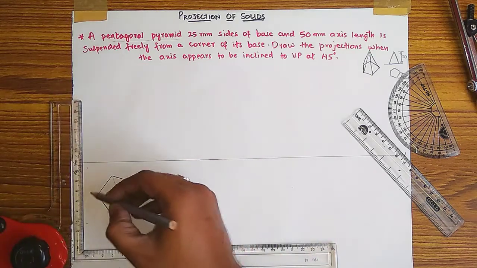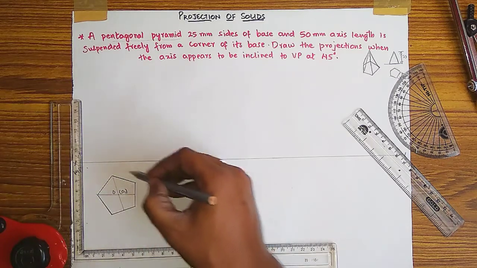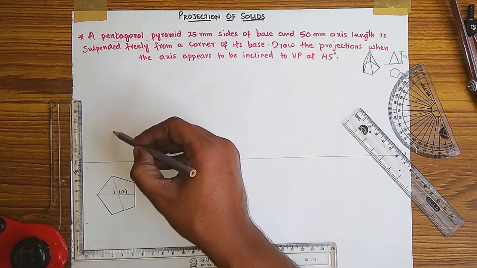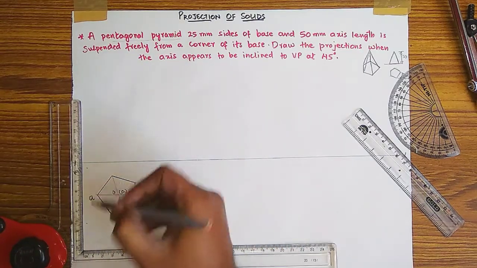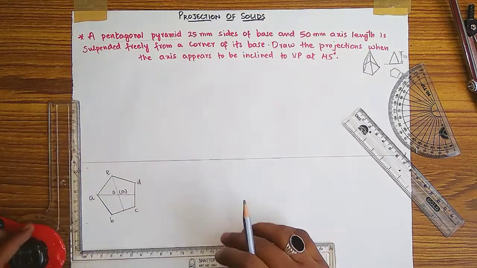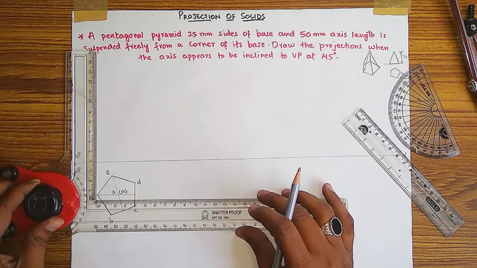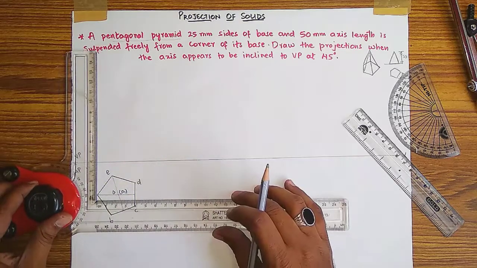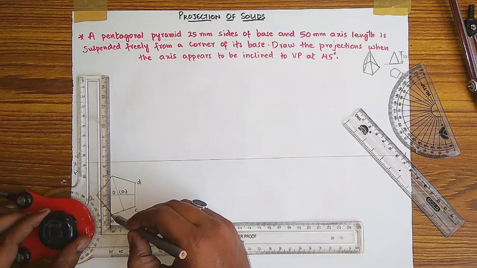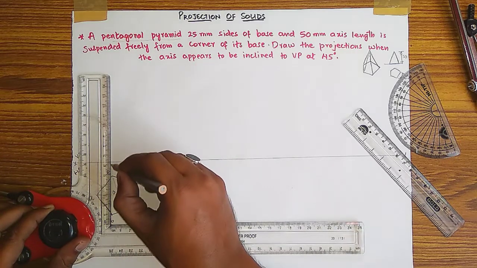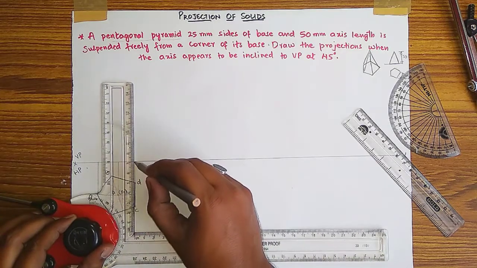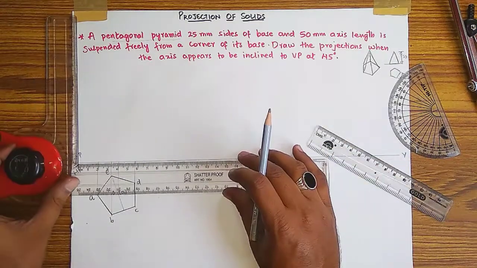Then you have to label these corners also. Before labeling, remember it is a pyramid, and here you have to draw the pyramid. For the pyramid you have to label with single labeling A, B, C, D and E. After completion of the labeling, from each point you have to take the projection lines till the XY line.